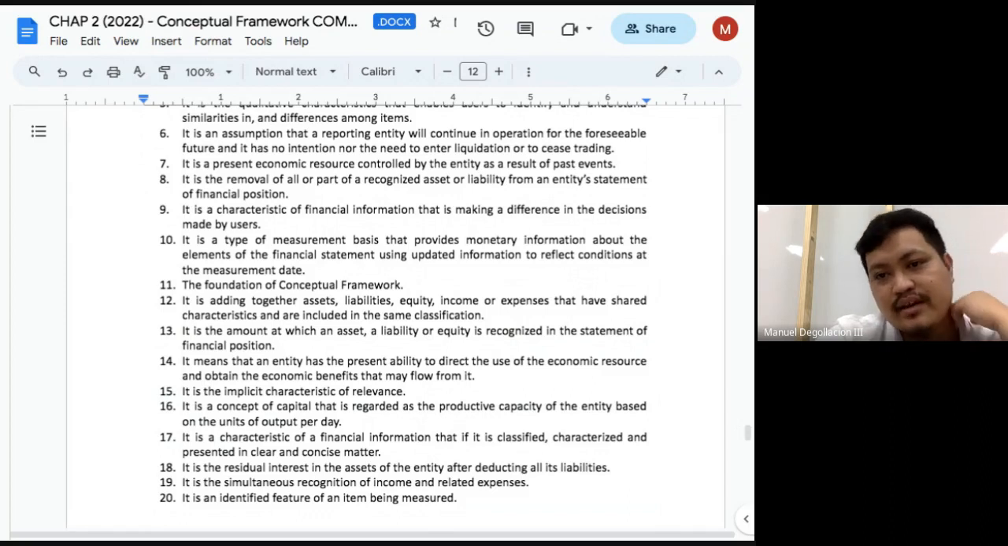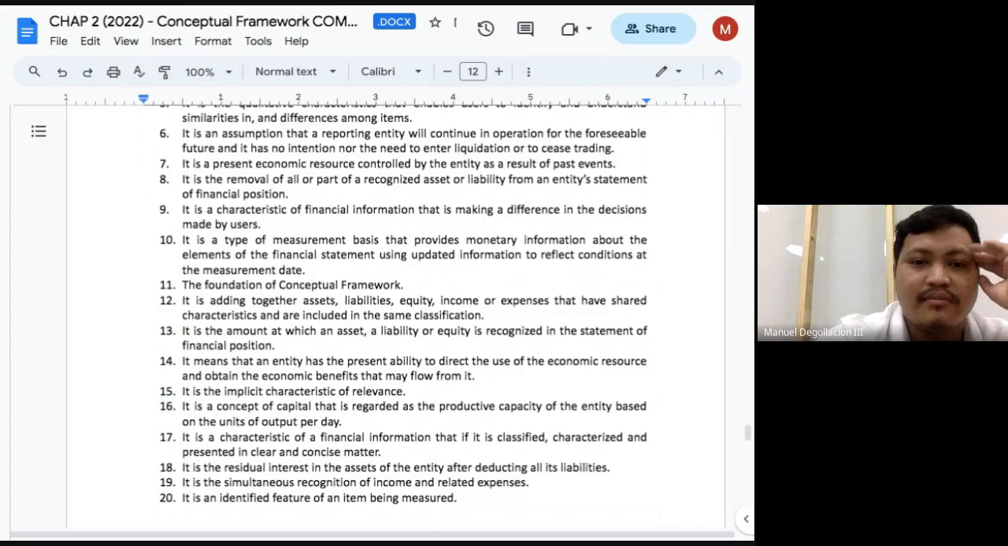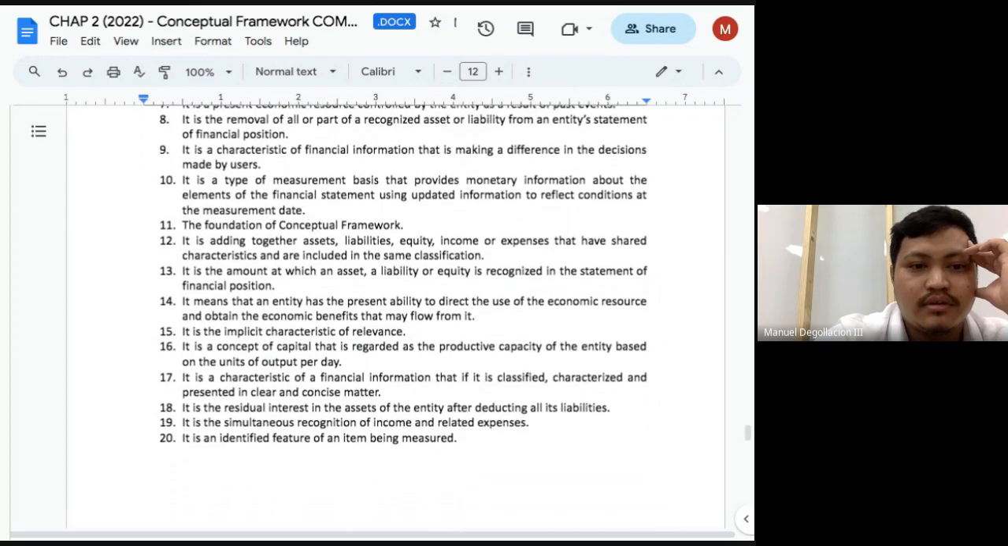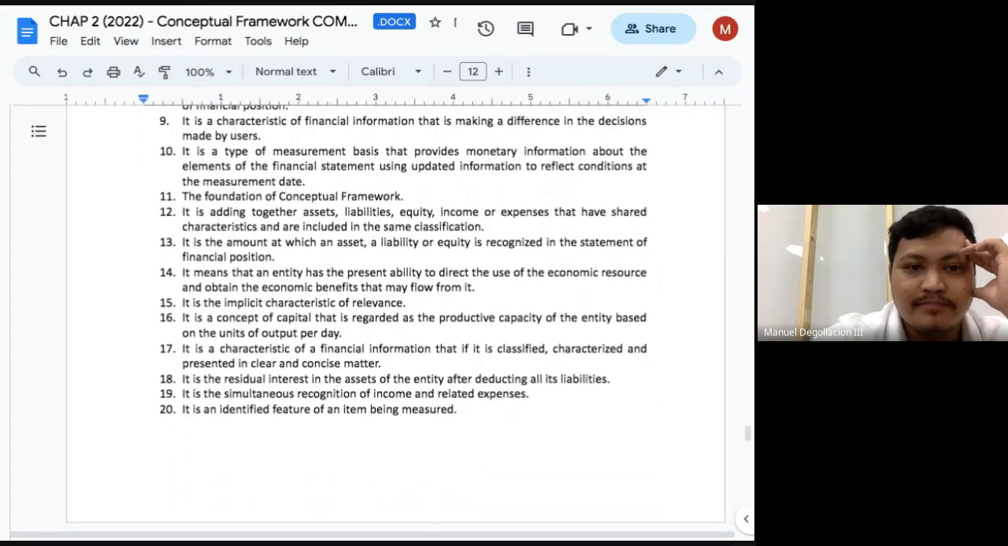Number 12 is aggregation. Number 13, it is the amount at which an asset, a liability, or equity is recognized in the statement of financial position. Number 13 is your carrying amount. Number 14, it means that an entity has the present ability to direct the use of the economic resource and obtain the economic benefits that may flow from it. This describes the existence of control.